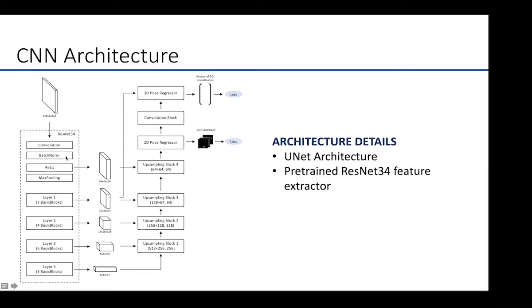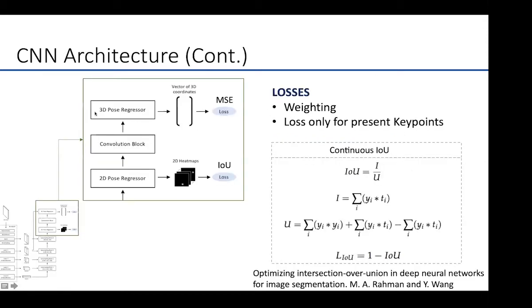And why did I use ResNet? Because we made some experiments and saw that the encoder part pre-trained as ResNet on ImageNet works much better.